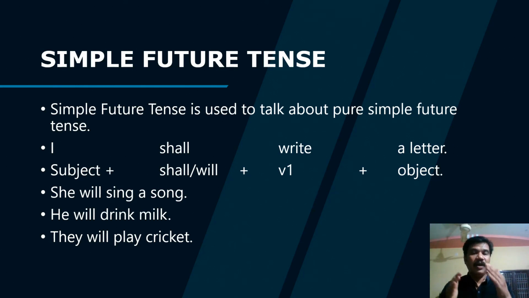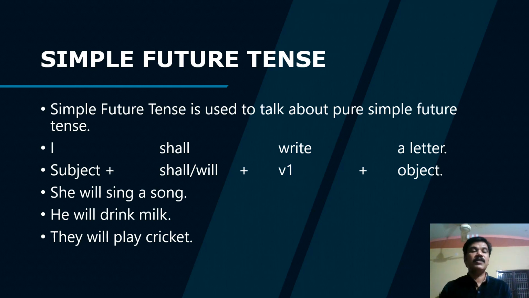I shall write a letter. I is the subject. Shall or will we use to indicate future tense. Write is V1, the base form of the present form, which we should use after shall or will, plus object, a letter. So when you want to speak or write future simple, we should follow this construction: subject, shall or will, base form of the present form, plus object. Then the sentence becomes future simple.